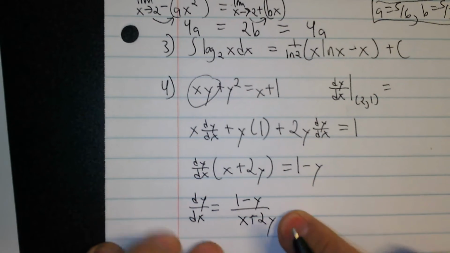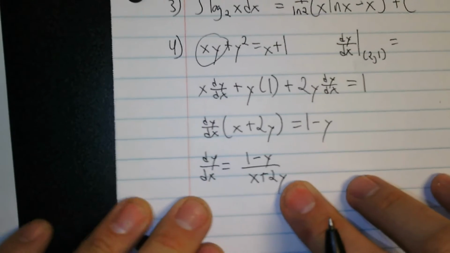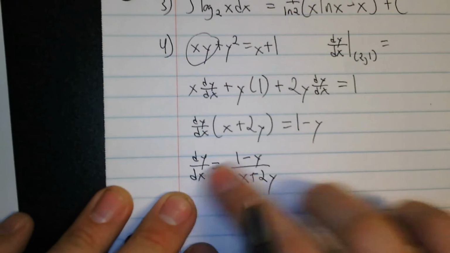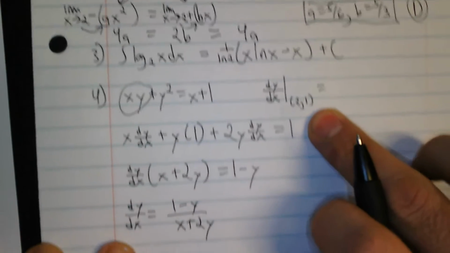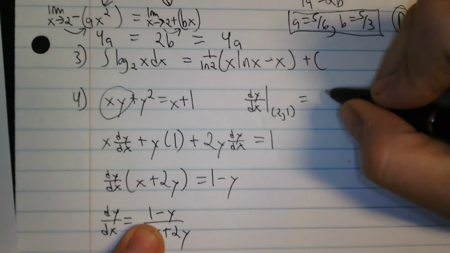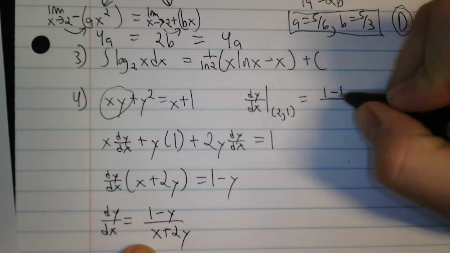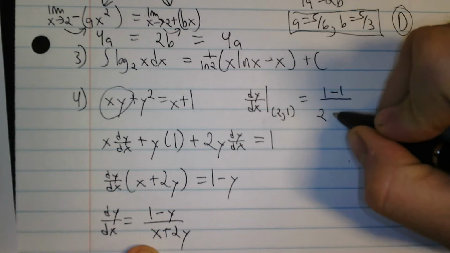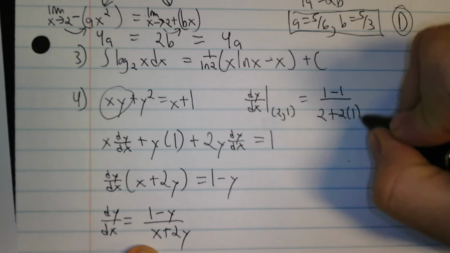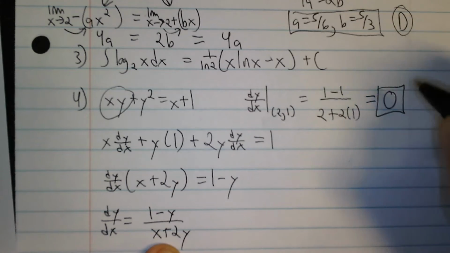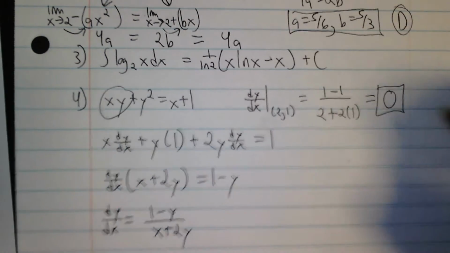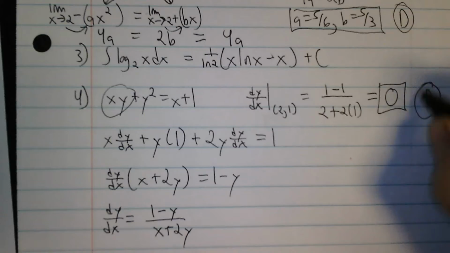That's a function, right? That's a derivative function. Well, it's actually a relation, a derivative relation, right? It's got 3 variables in there. But we want to go ahead and plug in this ordered pair and find the actual value. So let's plug in (2, 1). You get (1 minus 1) over (2 plus 2 times 1), which is going to equal 0. And that's your answer. So the answer to number 4 should be B, which is 0.